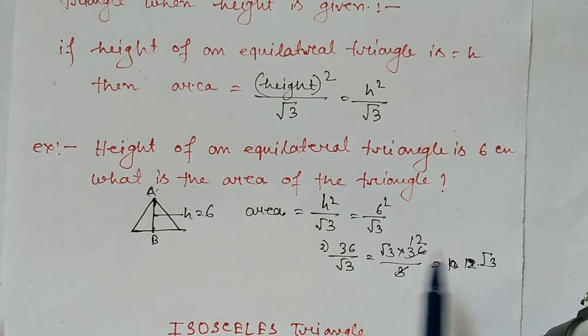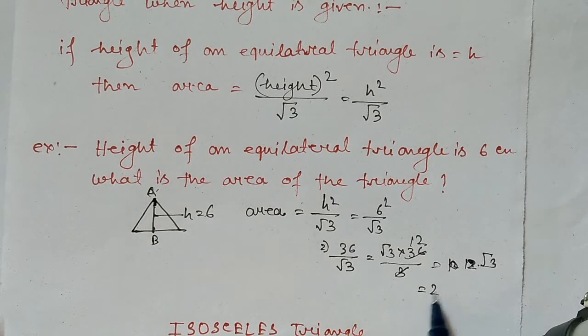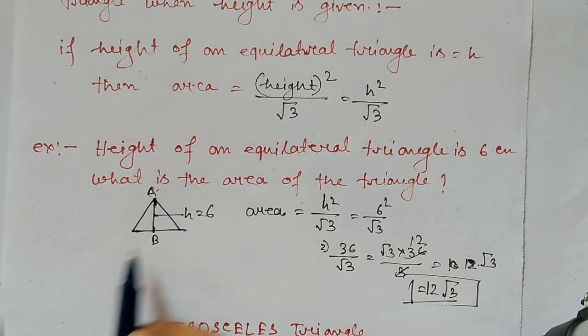12 root 3. So this is our answer. Let me write it clearly. Okay, so this is our answer, that is 12 root 3. So height of an equilateral triangle is this one. So we have gained two formulas to find out the area of an equilateral triangle.